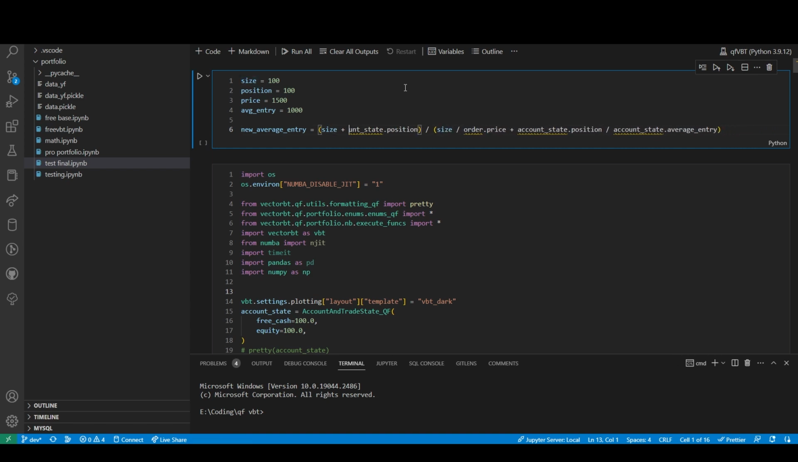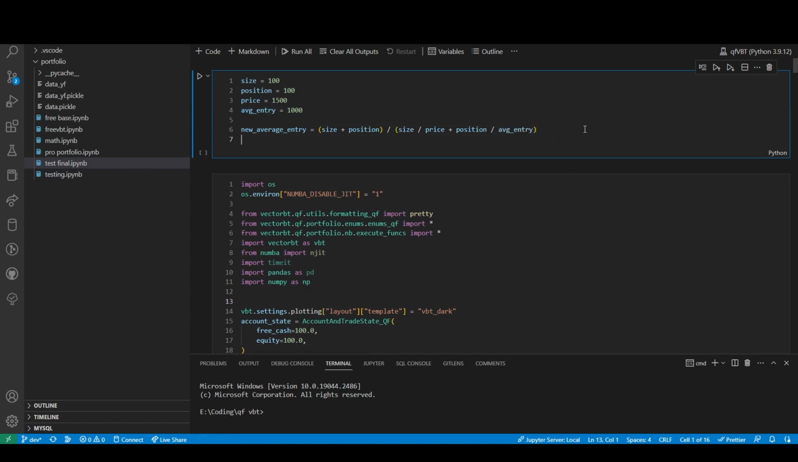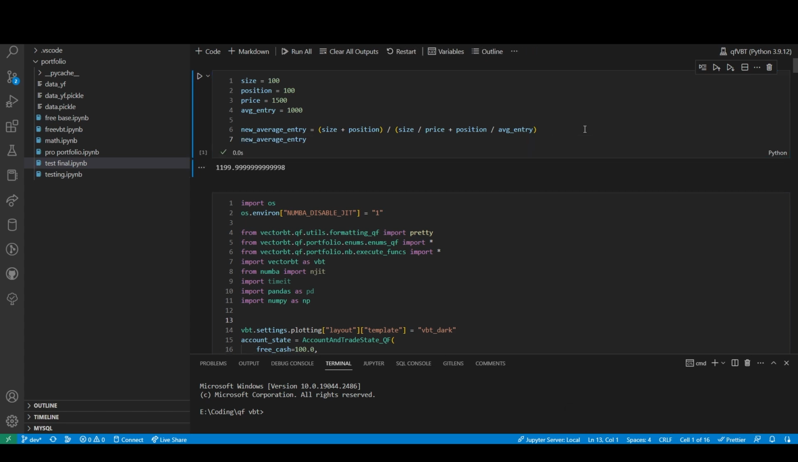So we have our size, we got our position, our price, our count position, average entry. New average entry. So what does this do? This gives us, I did 500. Oh, this works, I guess, already. Right? So we're taking our size plus our position, dividing that by size divided by price, size divided by price plus position divided by average entry. Size plus position.